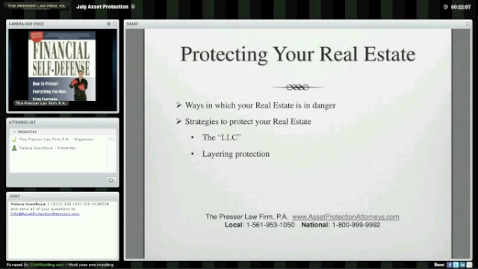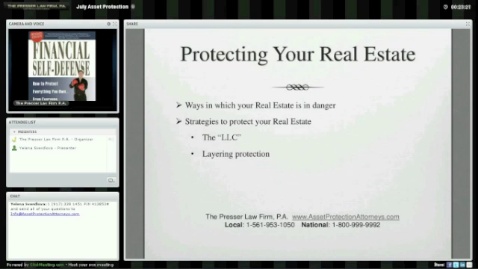Moving right along, talking about protecting your real estate. Your real estate is in danger if it's in your personal name, and anybody who has any real estate other than their primary home should never have it in their personal name, and that's for 2 reasons. Number one, if you have a piece of real estate in your name and you're sued, well, they can take your real estate because it's an asset of yours.